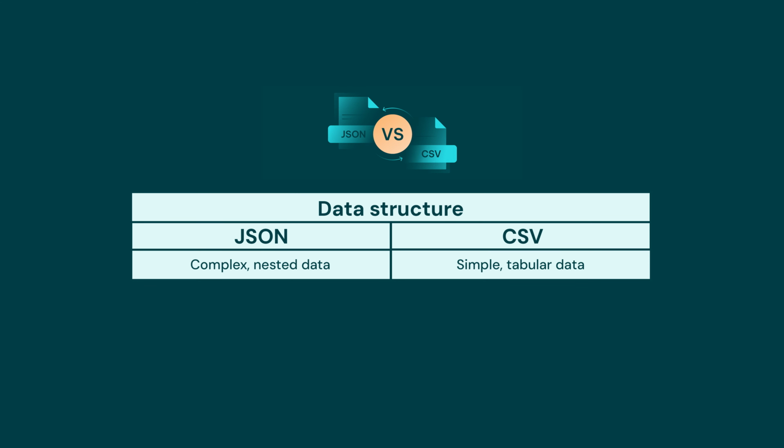Now let's break down the key differences between JSON and CSV. Data structure. JSON is better for complex or structured data with numerous qualities, while CSV works best for simple tabular data with fewer qualities. Readability. JSON remains human-readable even with large datasets, whereas CSV becomes difficult to parse as data grows in size. Size and efficiency. JSON tends to be larger due to its detailed structure, while CSV is more compact, making it more space-efficient for simple data.